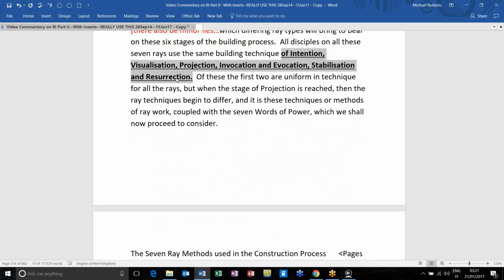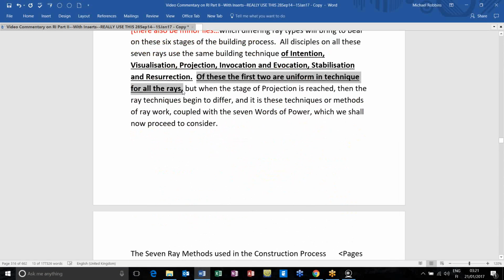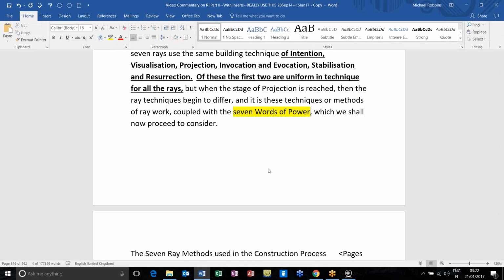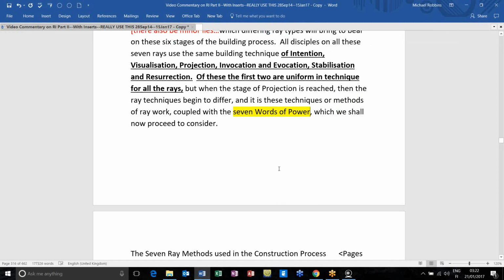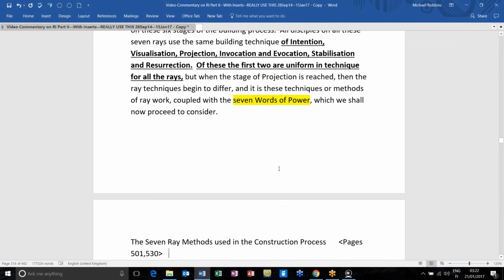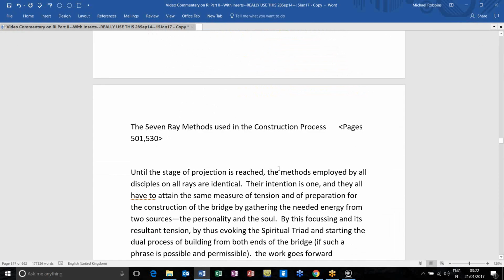Of these, the first 2 are uniform in technique for all the rays. But when the stage of projection is reached, then the ray techniques begin to differ, and it is these techniques or methods of ray work, coupled with the 7 words of power, which we shall now begin to consider. The 7 ray methods used in the construction process. That's the next section here.